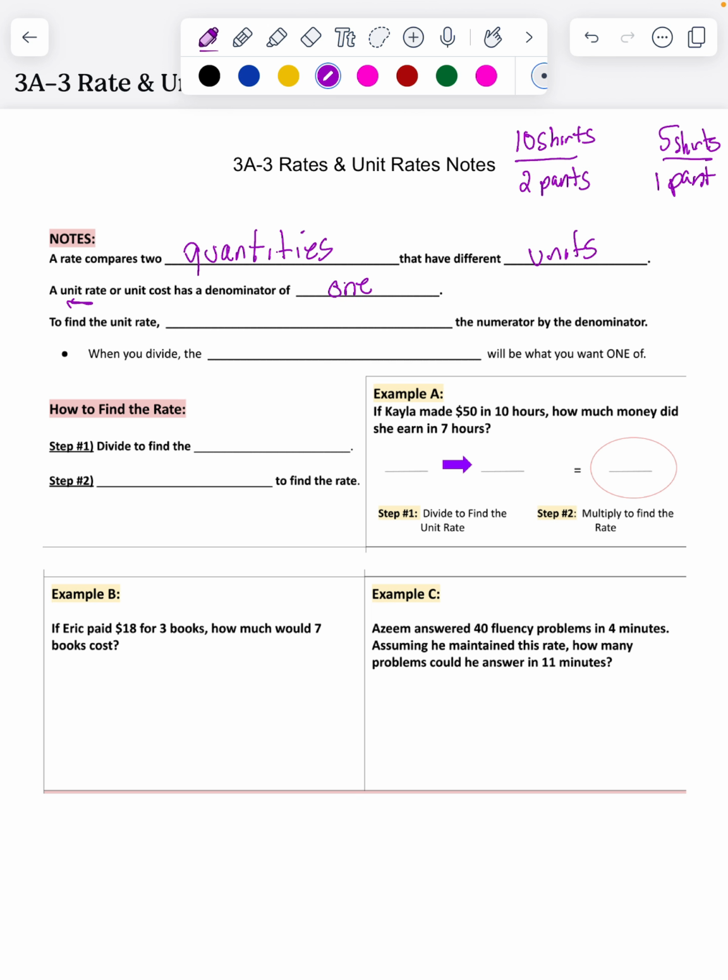To find the unit rate, divide the numerator by the denominator. The denominator will be what you want one of. How to find the unit rate? Divide to find the unit rate. Multiply to find the rate.